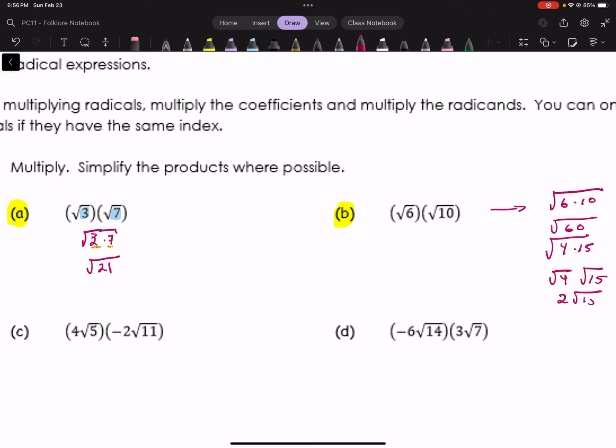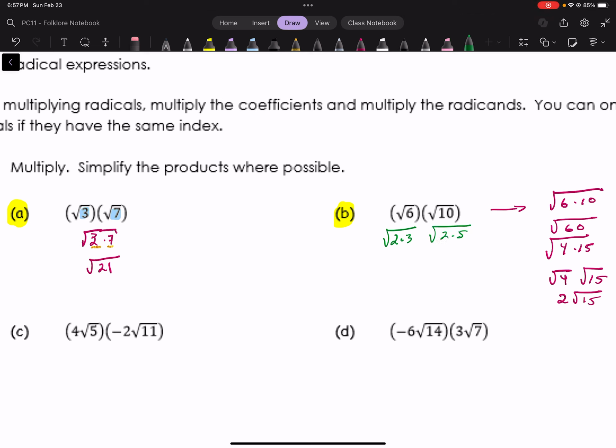or 2 root 15. Now, unfortunately, this method might not be the preferred method because our radicand goes from 6 and 10 into something larger. And then that larger number or expression is sometimes harder to break up. So I'm going to do it another way, and that's through the prime factorization. So I'm going to take the root of 6, and that is 3 times 2, times the root of 10, which is 2 times 5.